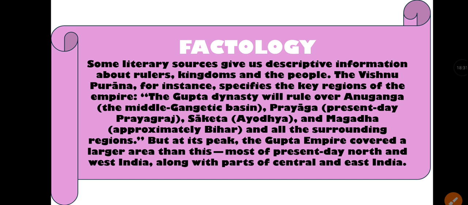So it tells us that some of the literary sources, like the Vishnu Purana, a Hindu text, say that the Gupta dynasty ruled over many areas like Anuganga, Prayaga, Saketa, and Magadha. But at its peak, there were many other areas which we find in other literary sources.